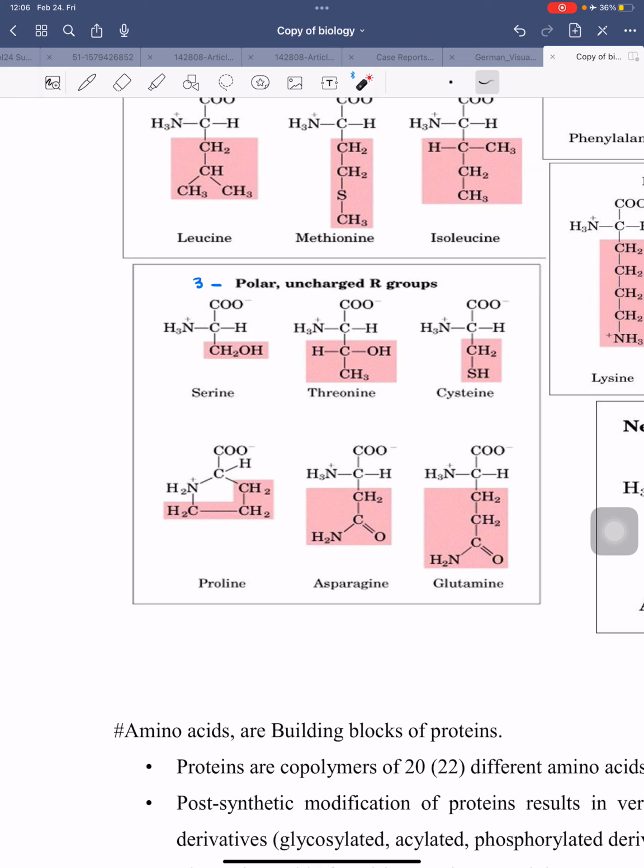As you see here, in serine we have a methylene hydroxide, in threonine an ethylene hydroxide, and in cysteine a methylene sulfide, thiol methyl, excuse me. Proline is the only amino acid that is a secondary amine. Also asparagine is an amide group, and glutamine is an amide group. They are in the polar uncharged R group.